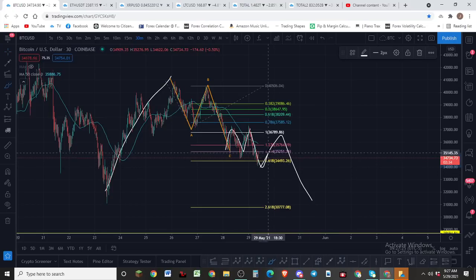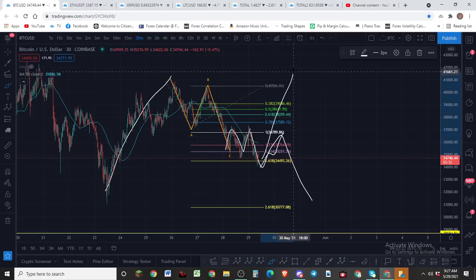I think either we're going to get a three wave up or we're going to get a five wave up, and we're going to be making new highs. So I'm looking for a long right now, personally. Yeah, it's the scalp for the afternoon. I'm in on that. Yeah.